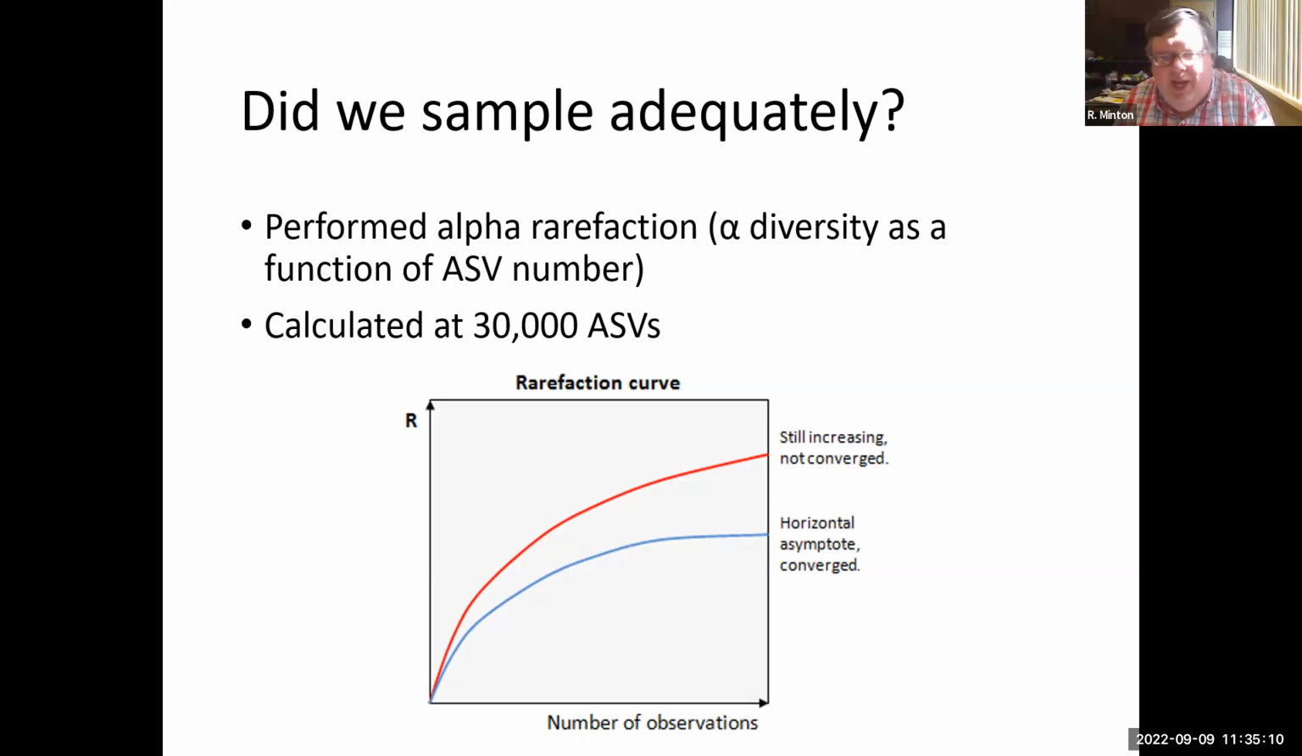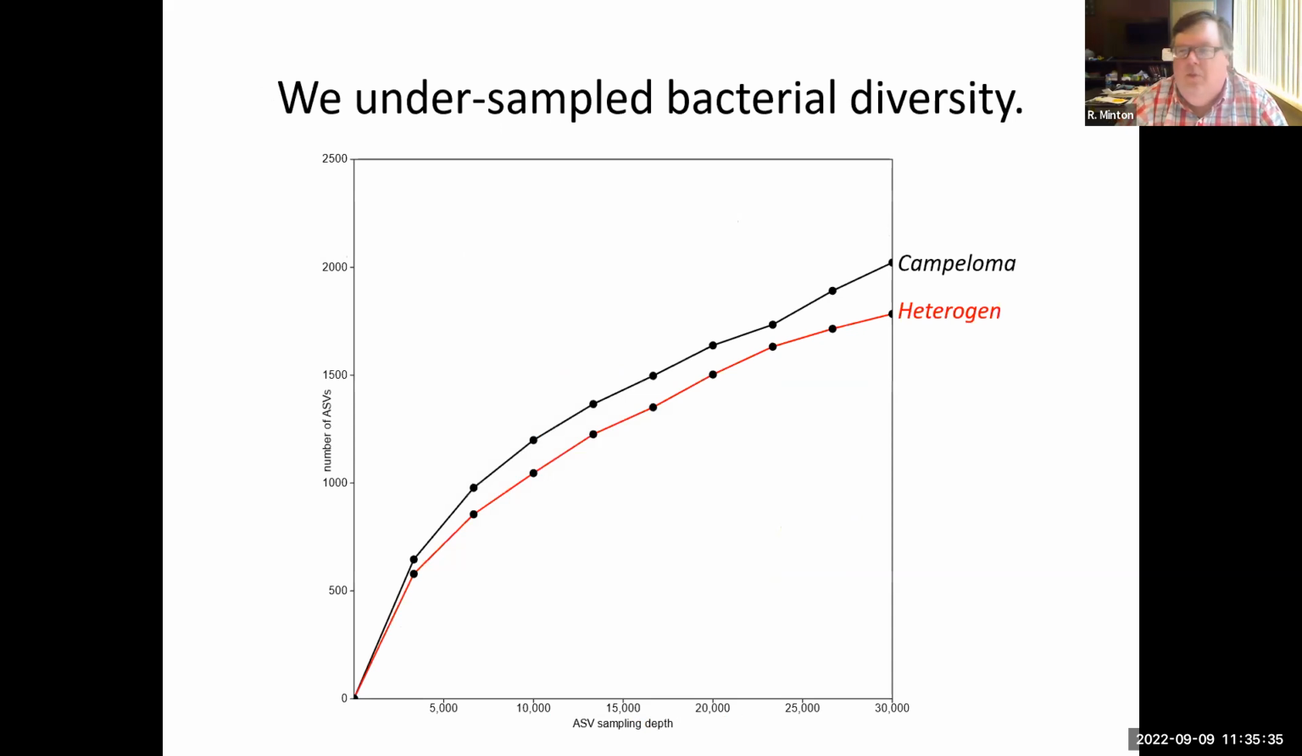All right, the first question we asked was, did we sample adequately? So for the ecologists in the room, this is just simple alpha rarefaction. So species richness, if you will, in this case, ASV diversity as a function of ASV number. If you sample appropriately, your rarefaction curve levels off. If it's still increasing, you haven't sampled enough. We didn't sample enough, but that wasn't surprising.